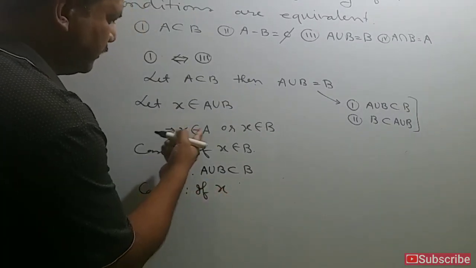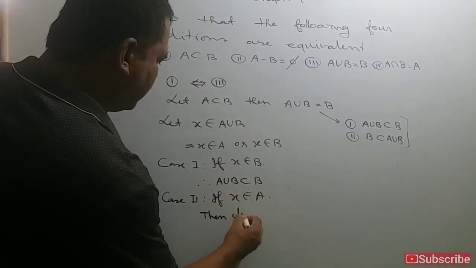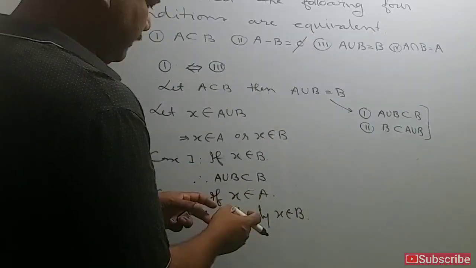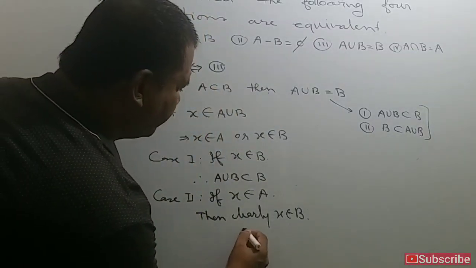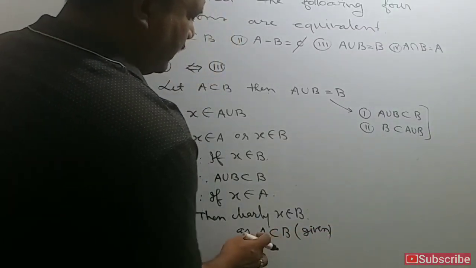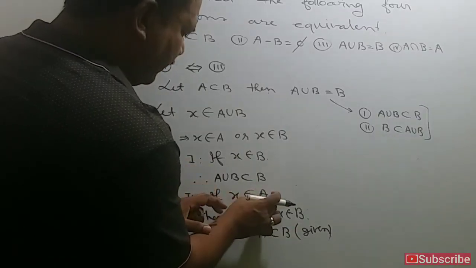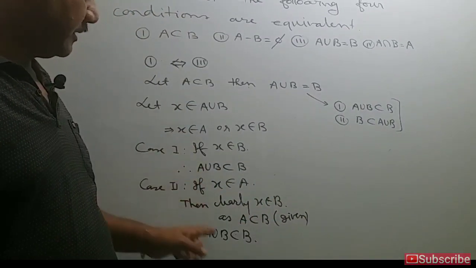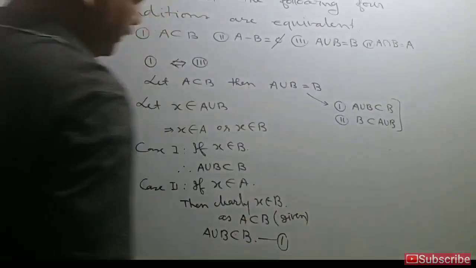Now case 2. Let us do it by taking X belongs to A. If X belongs to A, then clearly X belongs to B. Why? How do you come to know that elements in A will be in B? Because we are given that A is a subset of B. This is given. What does this mean? Every element of A is in B, isn't it? So if something is there in A, that must be in B by this definition. So in both cases, we have got A union B is a subset of B. So the first condition is done.